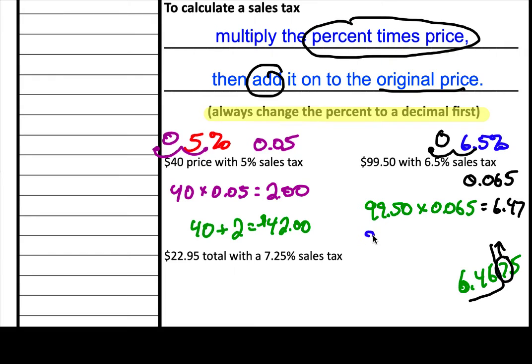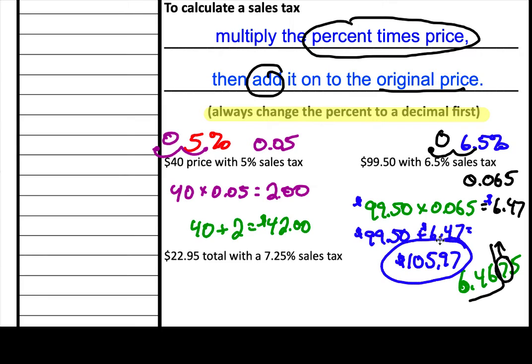Next step, add it to your price, $99.50 plus $6.47. Oh, and I keep forgetting my dollar signs here. So $99.50 plus $6.47 is $105.97. So you're simply multiplying your price times the percent in decimal form, and then adding that amount to your price.